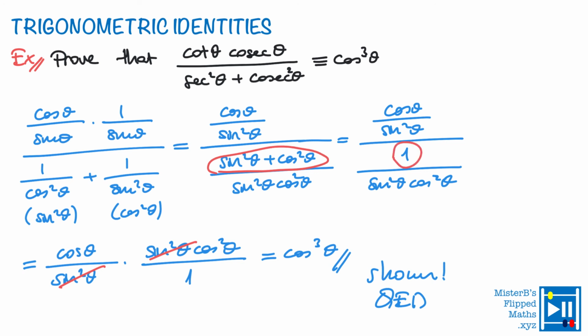Sometimes I might need sine squared theta written in terms of cosine squared theta, so I have to consider sine squared theta equals 1 minus cosine squared theta, taking it to the other side. So try to be flexible with those trigonometric identities.